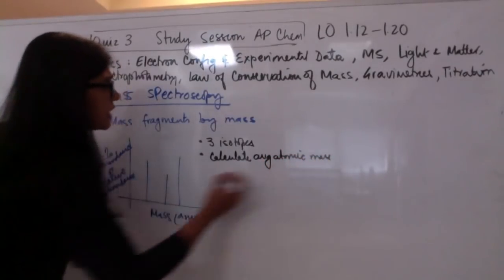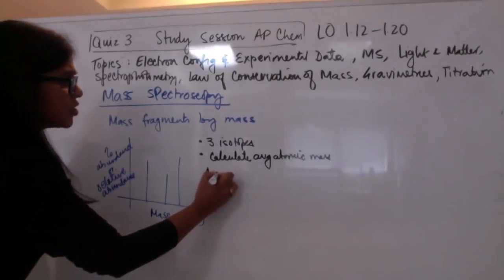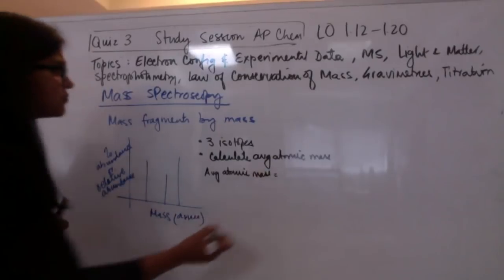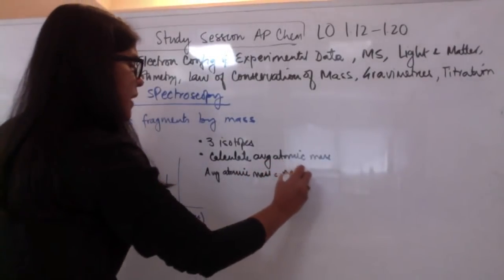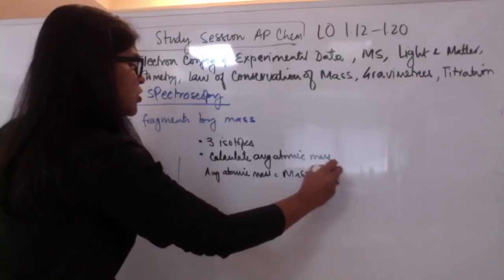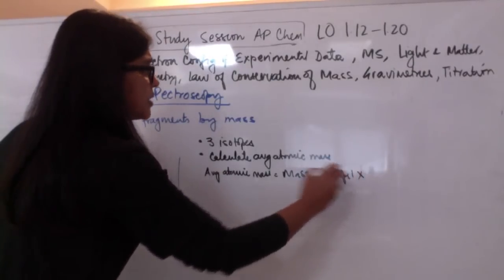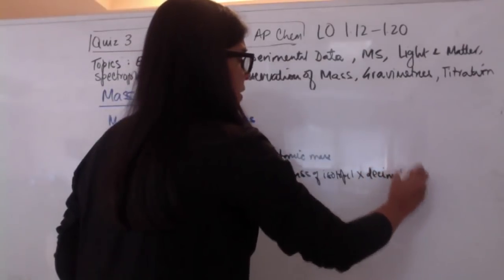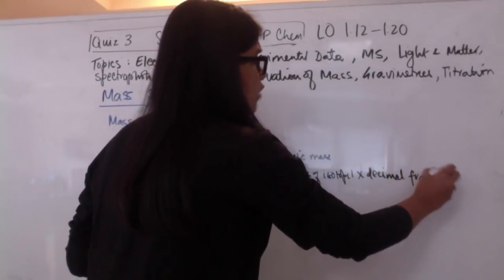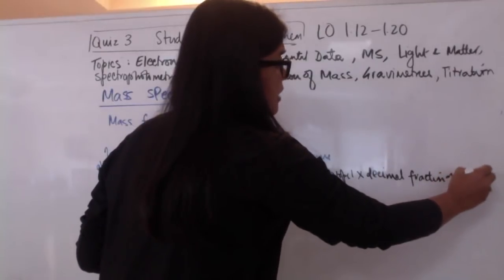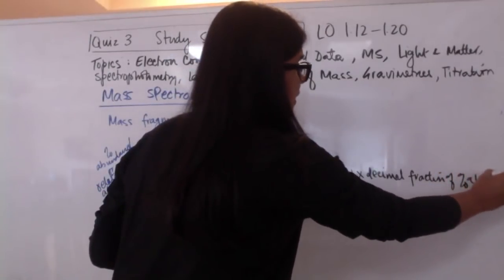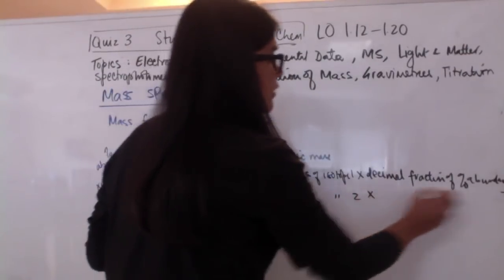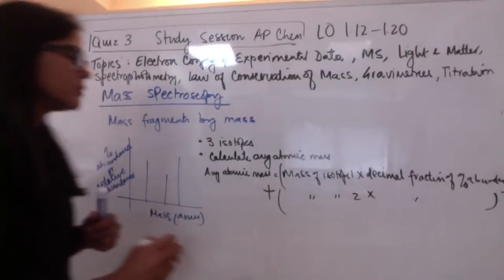And you know how you calculate it? Average atomic mass is mass of isotope 1 times decimal fraction of percent abundance. Decimal fraction means you divide it by 100, and plus mass of isotope 2 times decimal fraction of percent abundance, and so on.